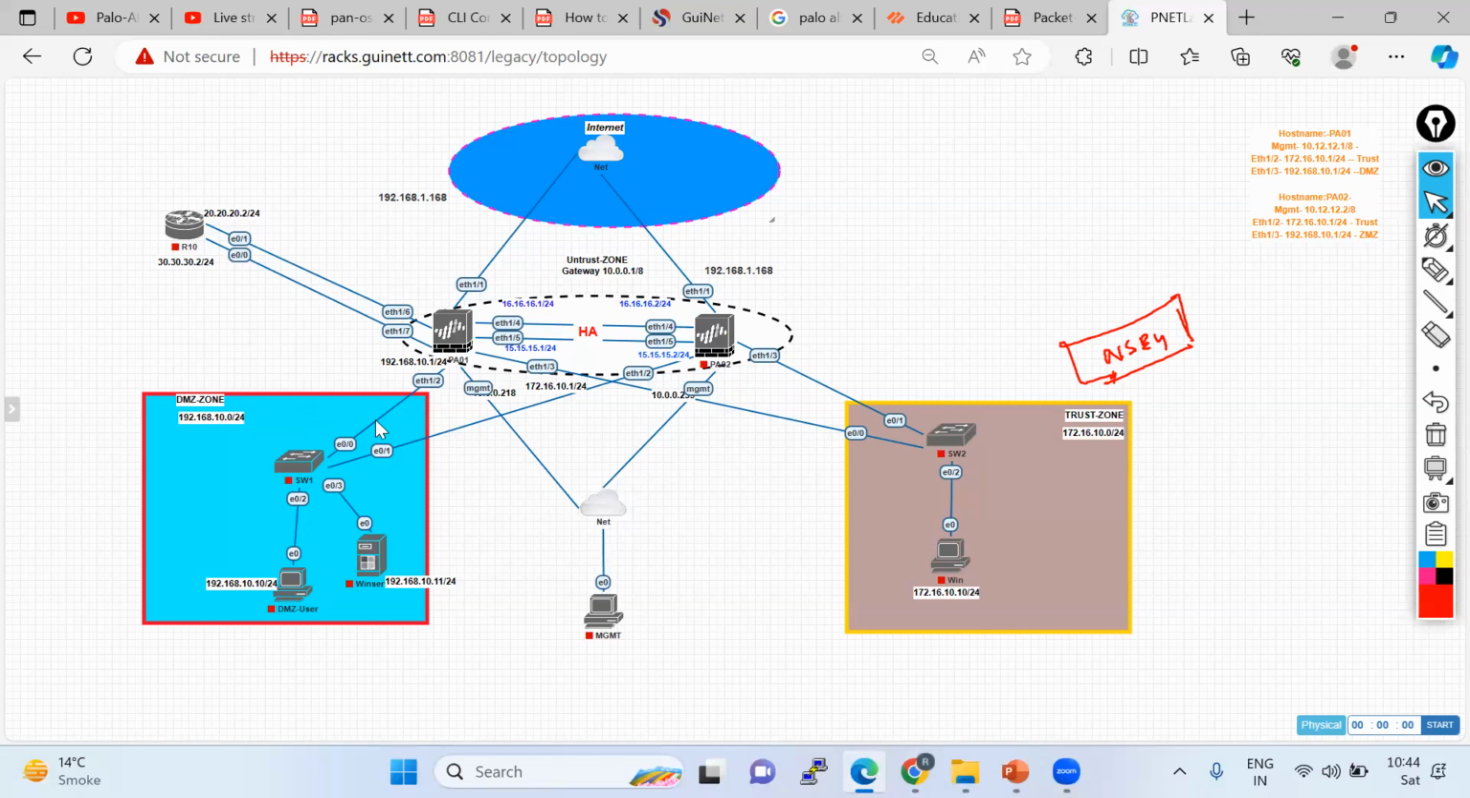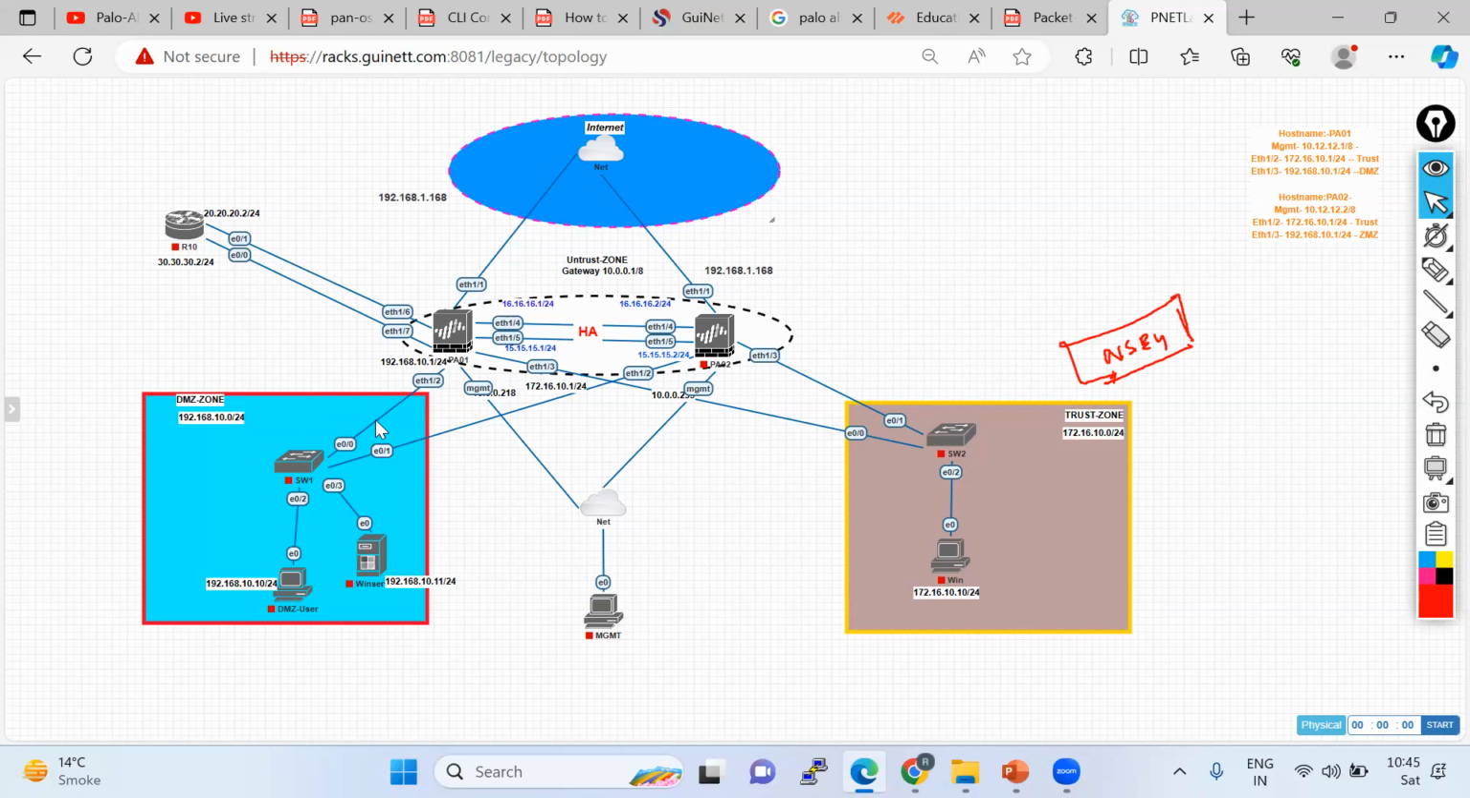If you know about HSRP and VRRP in the router, there is also a concept of standby routers and active routers. How does it happen? Based on the priority, right? In that case, higher priority is going to win. Default priority is 100, right? Similarly, in the firewall domain we also have priority.